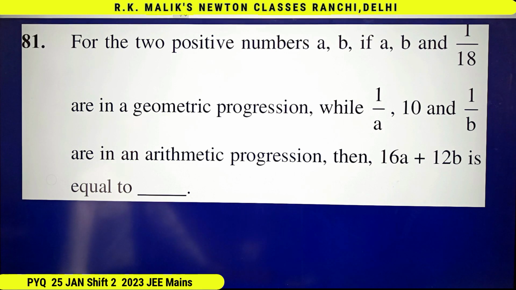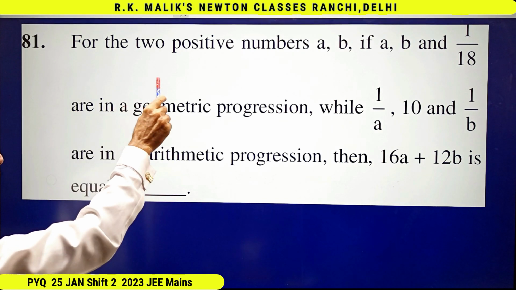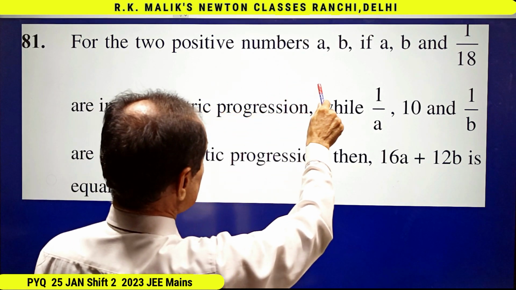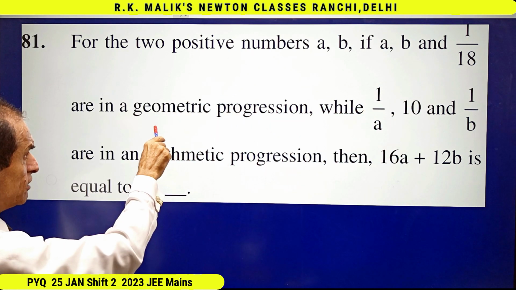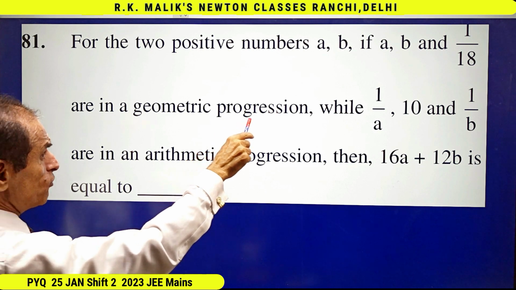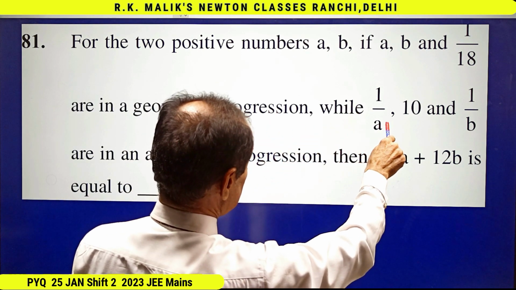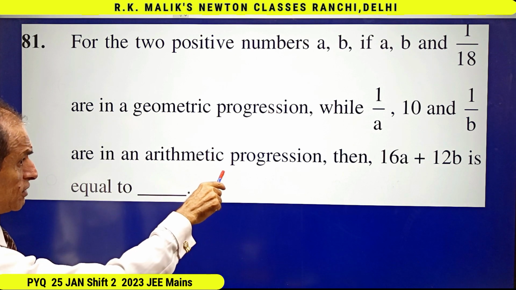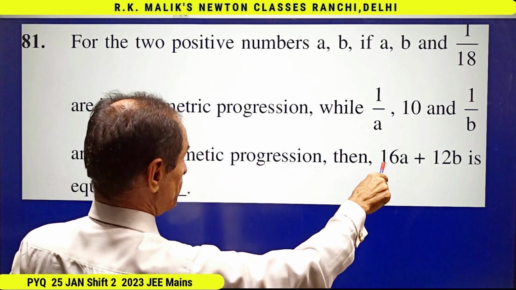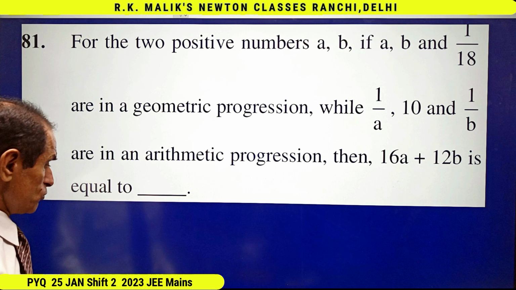In this question, it is given that for the two positive numbers a and b, if a, b and 1/18 are in a geometric progression, while 1/a, 10 and 1/b are in arithmetic progression, then 16a plus 12b is equal to.